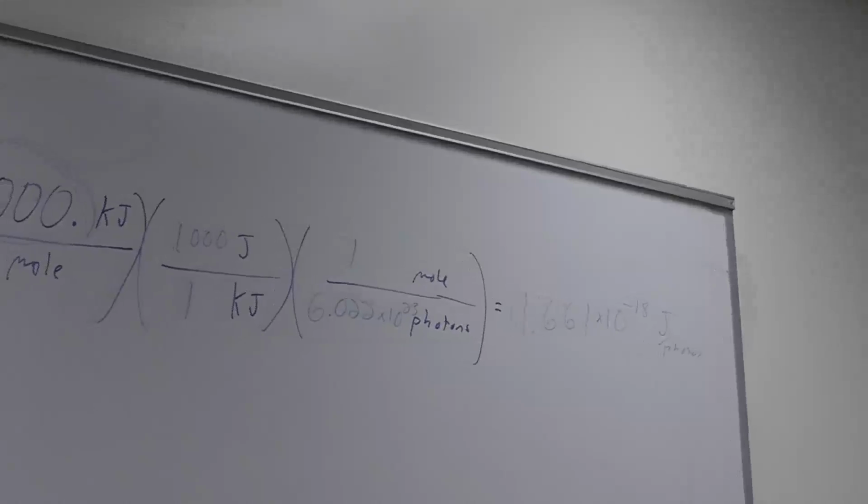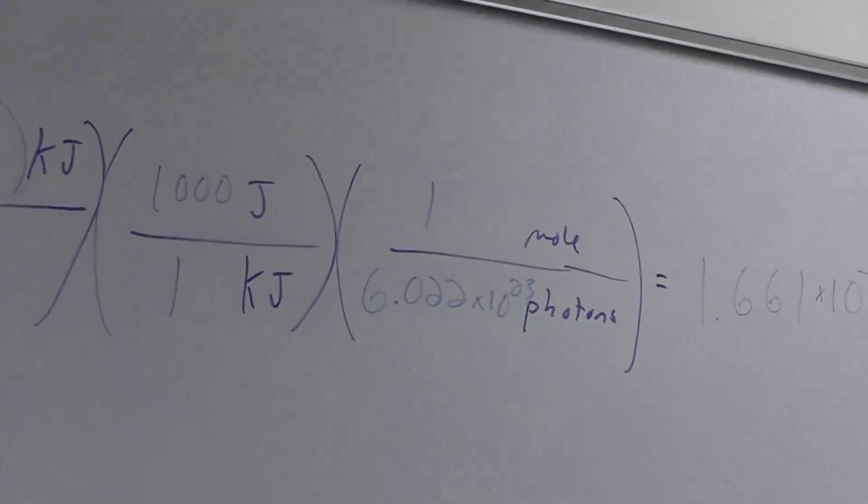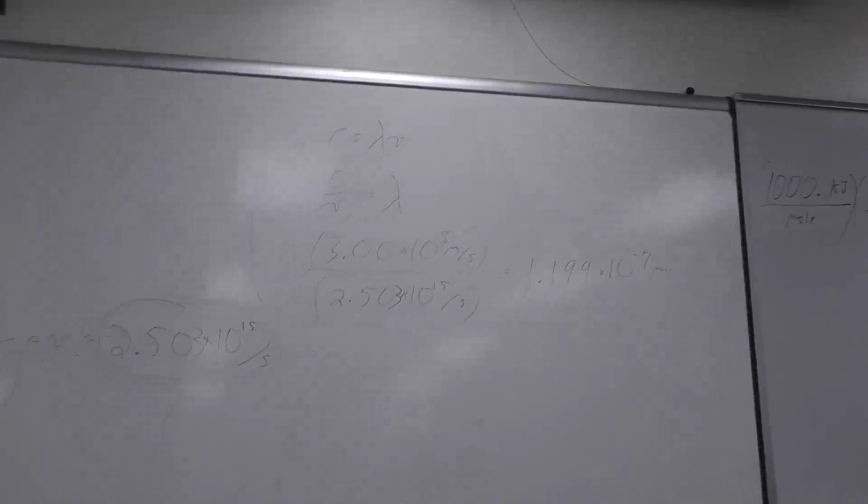Question? Yes? On the sheet it says nanometers, not meters. Does it matter which one? Well, no. It just says what is the wavelength. It doesn't say what is the wavelength in nanometers. So if you wanted to leave it in meters, that's perfectly fine.